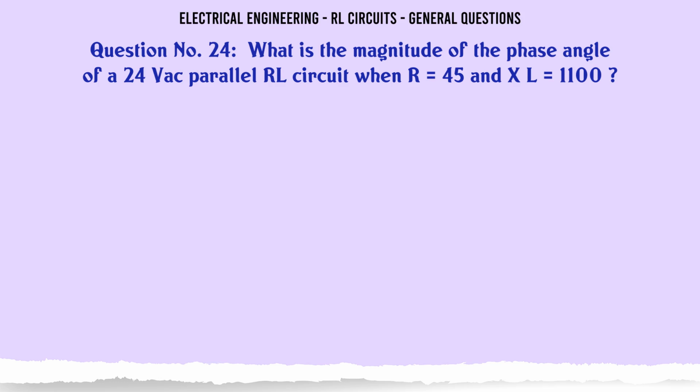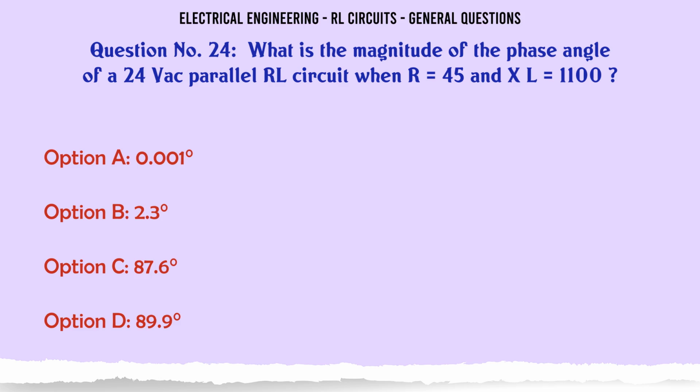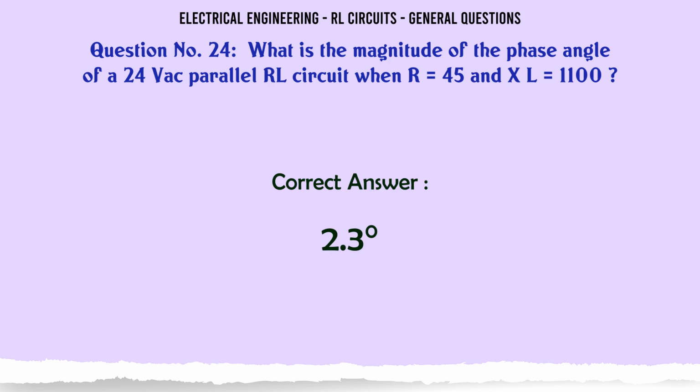141.4. What is the magnitude of the phase angle of a 24V parallel RL circuit when R = 45 and XL = 1100? A. 0.001, B. 2.3, C. 87.6, D. 89.9. The correct answer is 2.3.